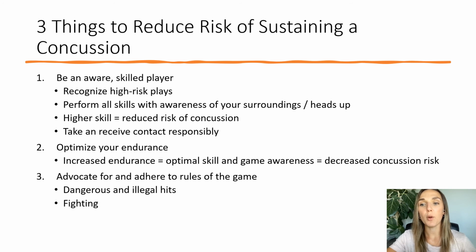These are 3 of the most important things to reduce the risk of sustaining concussion. 1 is be an aware, skilled player. Recognize high-risk plays. Perform all skills with awareness of your surroundings and keep your heads up when you can. The higher your skill level, the lower your chance of concussion. And take and receive contact responsibly. Secondly, optimize your endurance. Increased endurance results in optimal skill and game awareness, which results in decreased concussion risk. And lastly, advocate for and adhere to the rules of the game. Don't participate in things like dangerous and illegal hits and fighting.